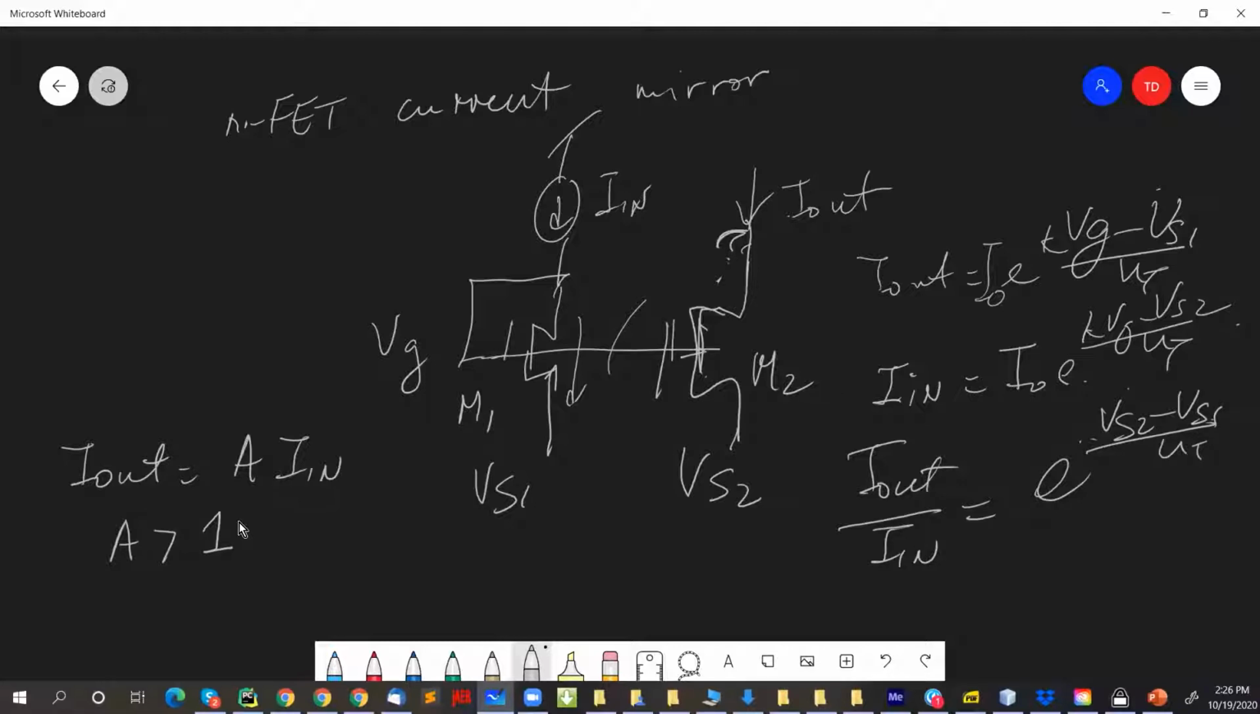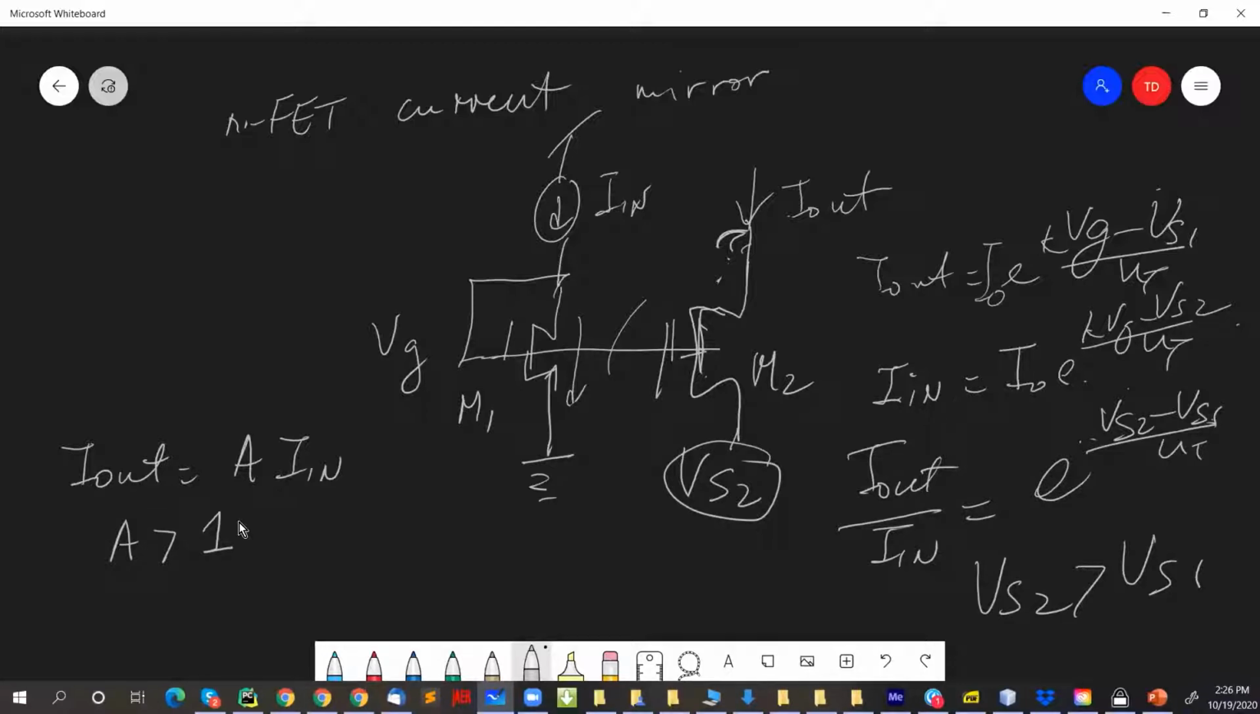So which means that if you want A to be greater than 1, then VS2 has to be greater than VS1. So again, in this case, usually you want to have not so many bias voltages. So you set this to ground, and then you would change VS2, right, for the gain that you're looking for.